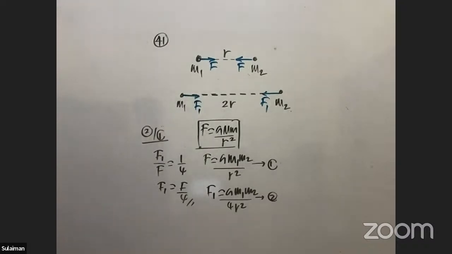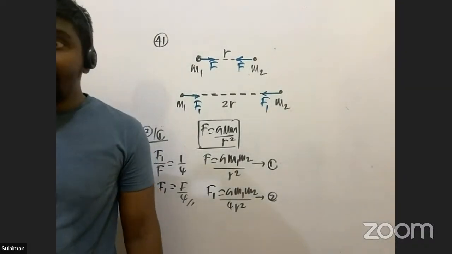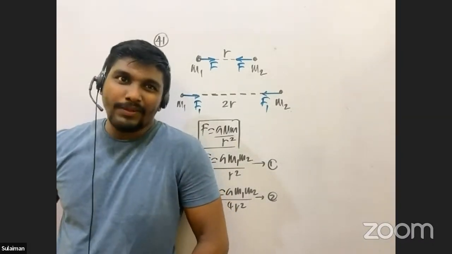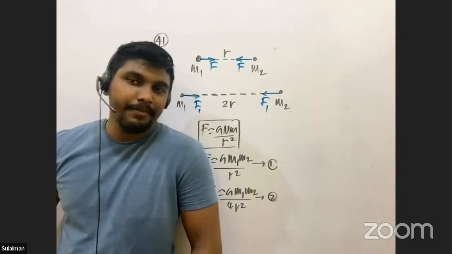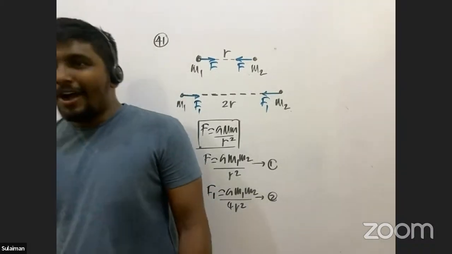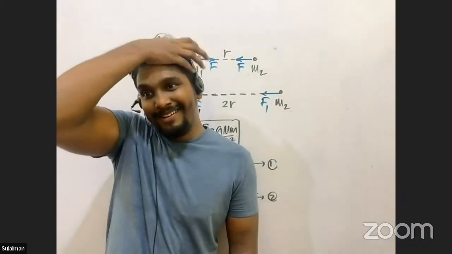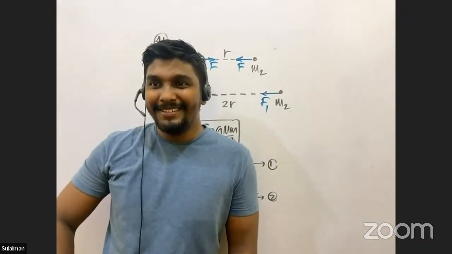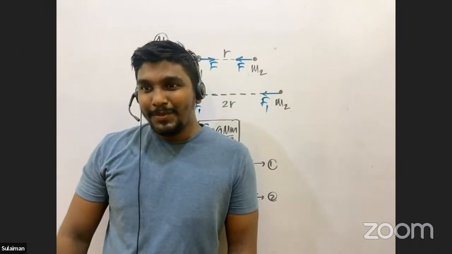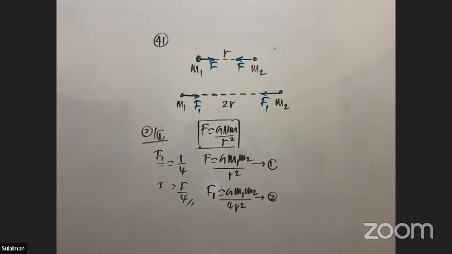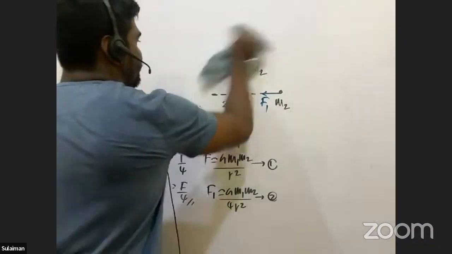Then 42. Minimum velocity V that a particle should have in order to escape. Now all of you learned escape velocities in the gravitational field. How many of you can remember escape velocity? Hands up. Okay. Escape velocity, question 42.